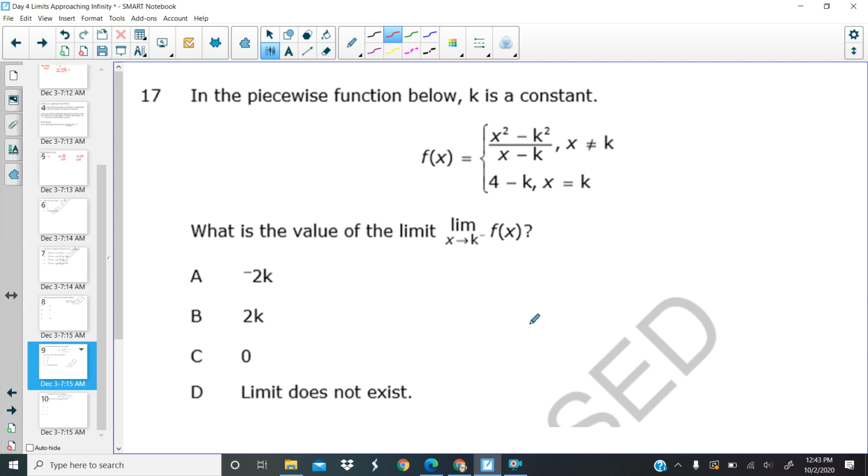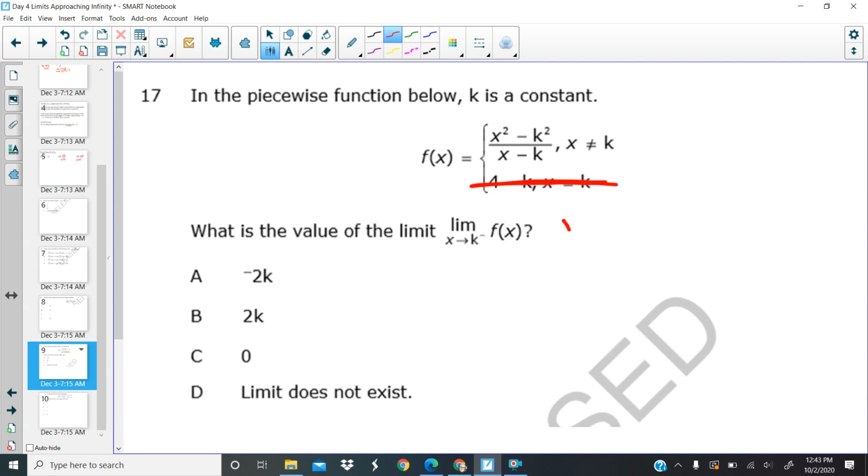So in our piecewise function, we have this weird function here, x squared minus k squared over x minus k, for when x does not equal k. But when x equals k, we just have 4 minus k. But we're looking for the limit, so it does not matter that when x equals k, we're looking at the function 4 minus k. So we're going to ignore that. We want to know what x is approaching, as it's approaching k from the left-hand side.